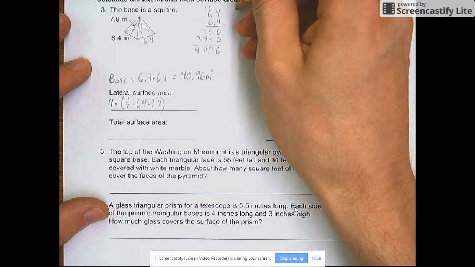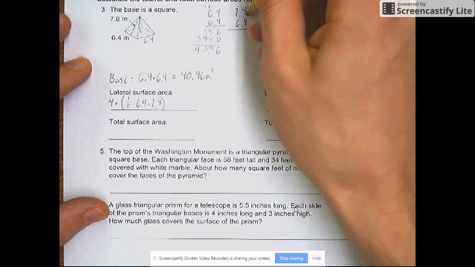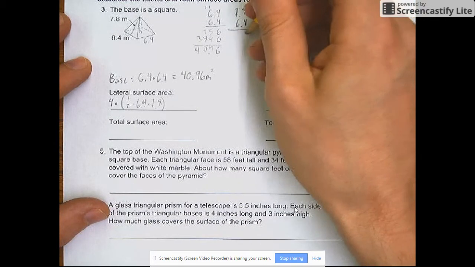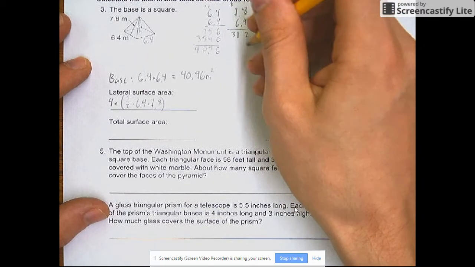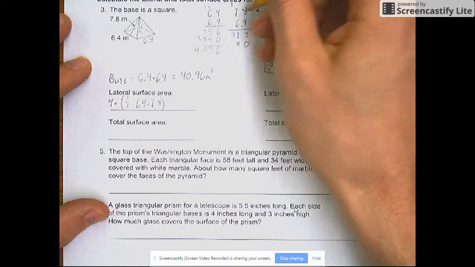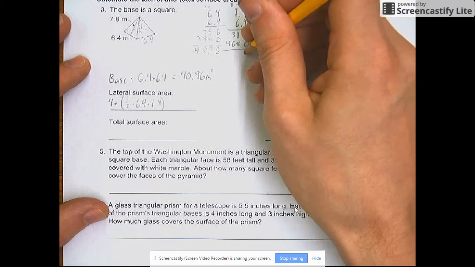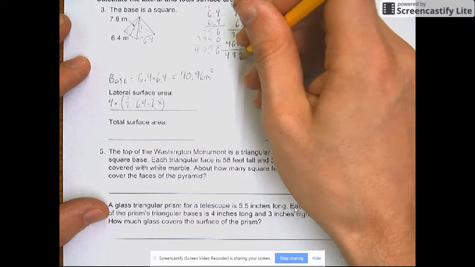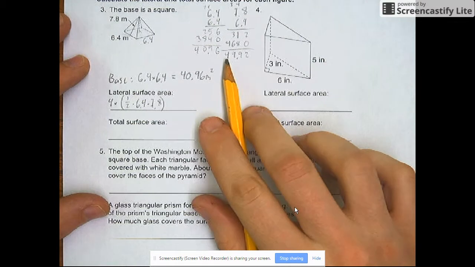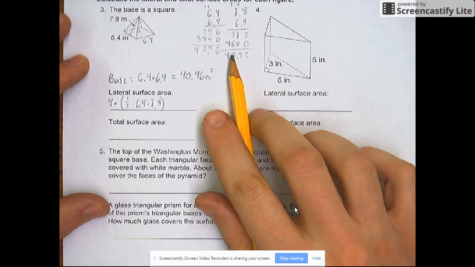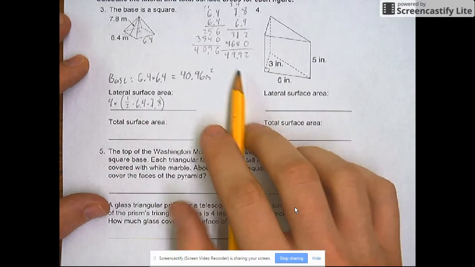So 7.8 times 6.4. This is good practice for multiplying our decimals. 8 times 4 is 32. 4 times 7 is 28, plus 3 is 31. 6 times 8 is 48, carry the 4. And 6 times 7 is 42, plus 4 is 46. If I add these together, I should get 49.92. Now that is the rectangular area, right? All I did was the 6.4 times 7.8. I didn't take half of that yet.